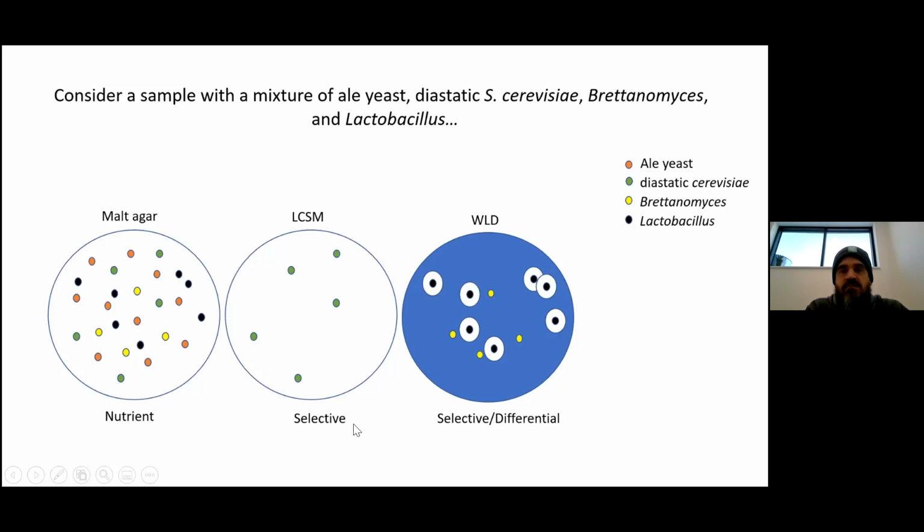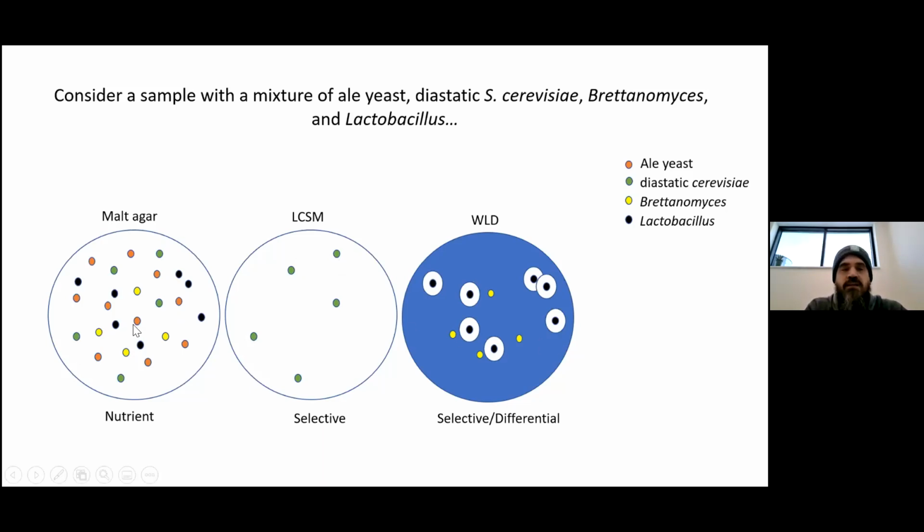LCSM is selective, so what you'd find is that only the diastatic S. cerevisiae should grow. Where you had the dots on the malt agar, if you were to replica plate this on top of LCSM, only the dots where the diastatic S. cerevisiae was deposited would grow into colonies. So that's a selective medium, it selects for the growth of diastatic S. cerevisiae. Some media like WLD are actually a combination of selective and differential.